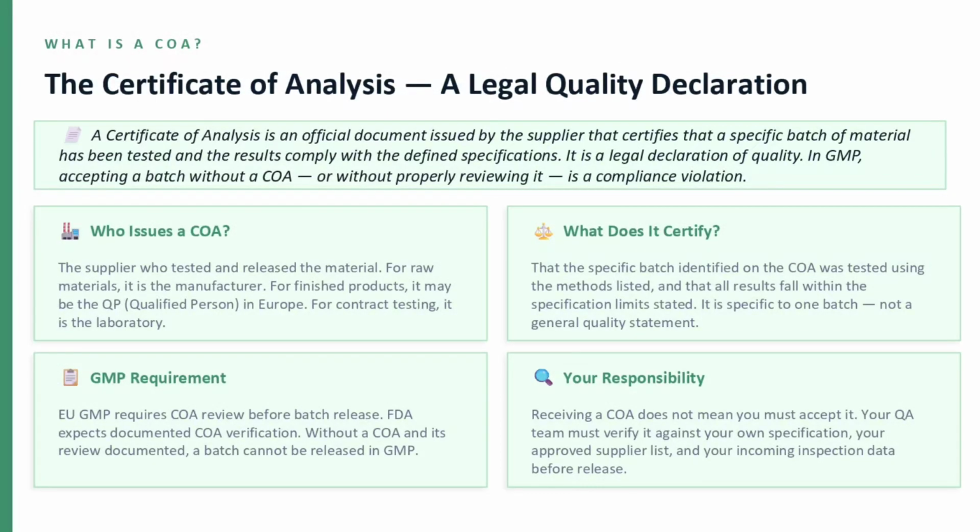Those must be verified separately through incoming inspection. Third, the supplier's pass or fail is based on their specification. You must always compare results to your own specification. These can differ. And fourth, receiving a COA does not mean you must accept it. Your QA team reviews and makes the acceptance decision independently.